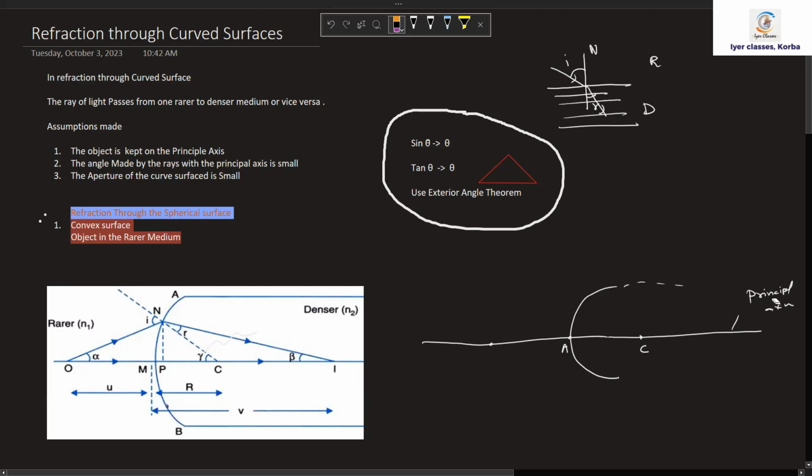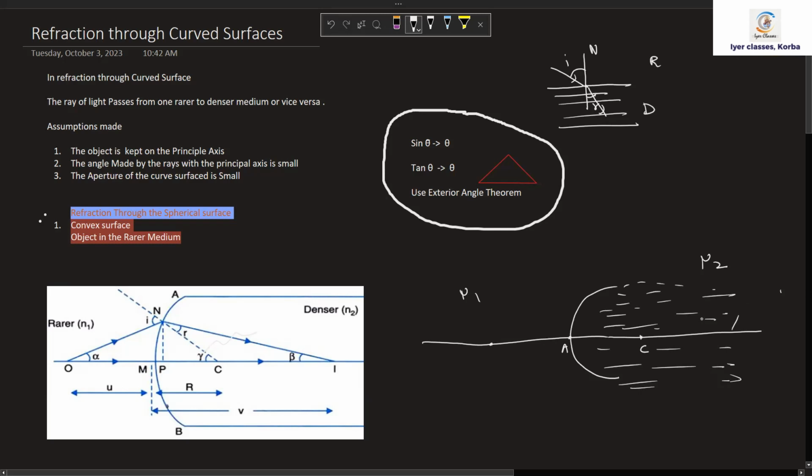What is so special here is that on the principal axis, on one side there is a medium with refractive index mu1, and on the other side it is all a denser, transparent medium with a refractive index of, say, mu2, right?